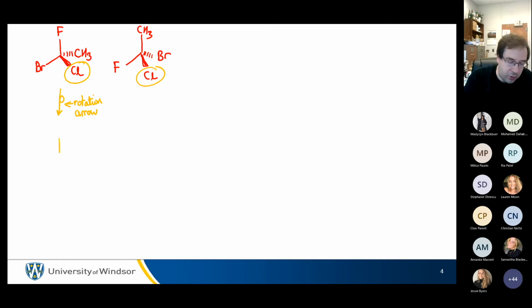So draw my tetrahedron. Chlorine hasn't moved. And what I want to do probably is to be able to compare the two. So in my mind, the fastest way to do this is rotate this, if I'm rotating around this bond and I'm rotating this way, the methyl group moves from this position up to this position. The fluorine moves to that position. The bromine moves to that position.